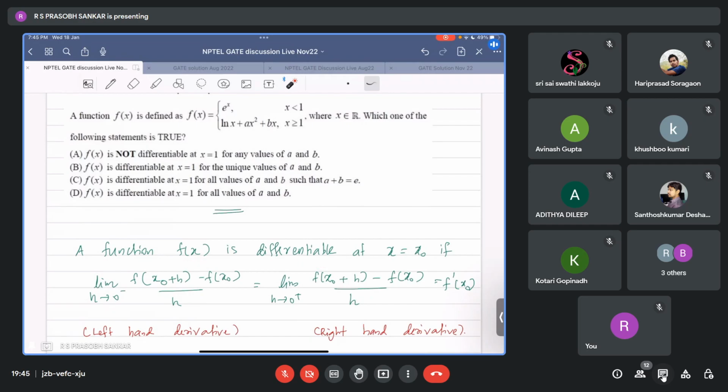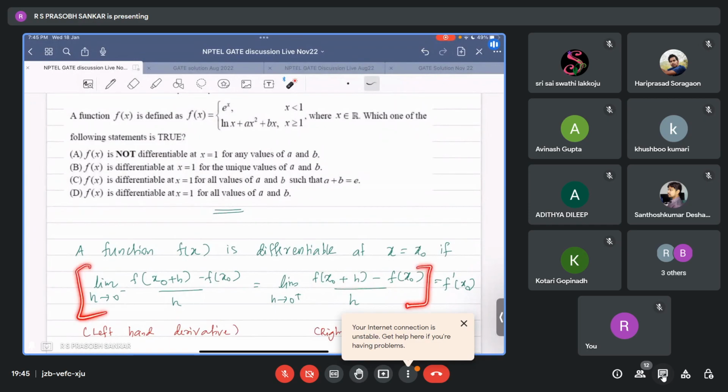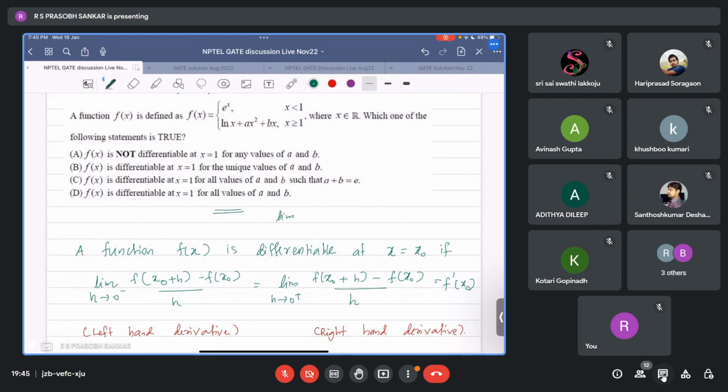A function f of x is called differentiable at a given point. By the way, we are back to real analysis. Everything is real now. There is nothing complex here. A function f of x is differentiable at the point x equal to x naught if the limit as h goes to 0 minus of (f of x naught plus h minus f of x naught) by h is the same as the limit as h goes to 0 plus of (f of x naught plus h minus f of x naught) by h. Basically, if these two values are the same, or in general, if the limit as h goes to 0 of (f of x naught plus h minus f of x naught) by h exists.